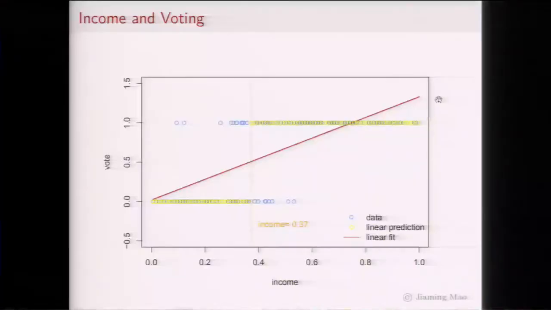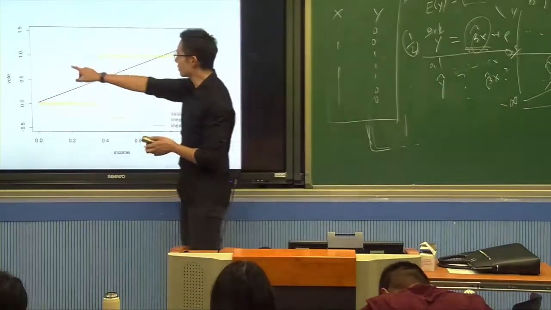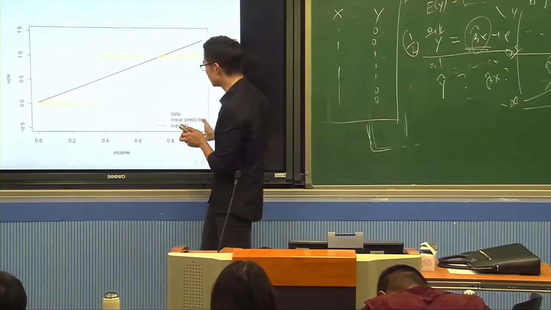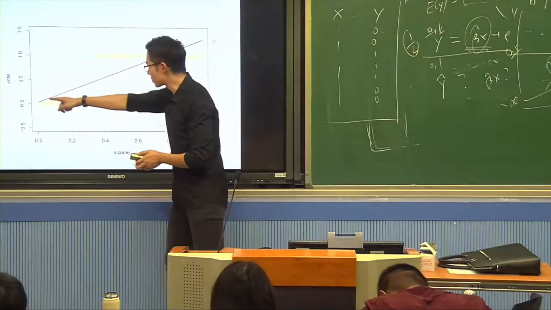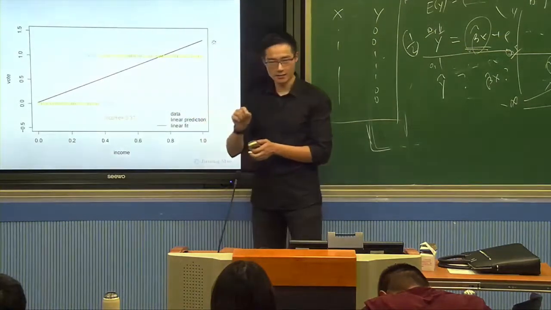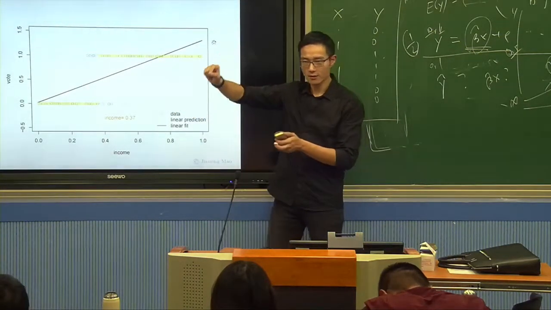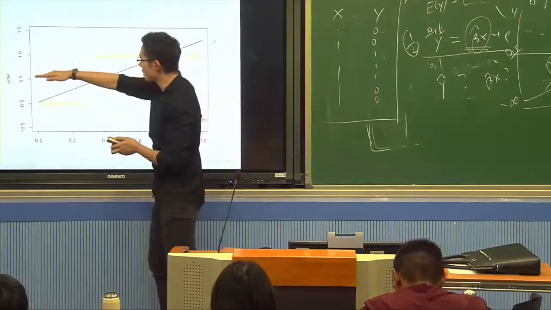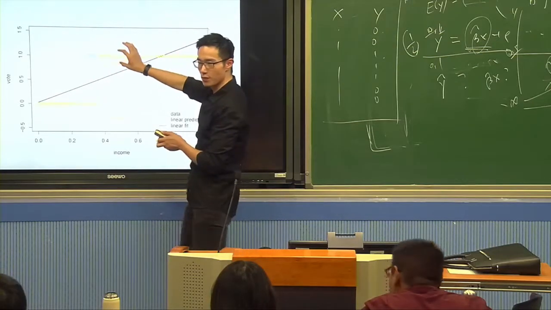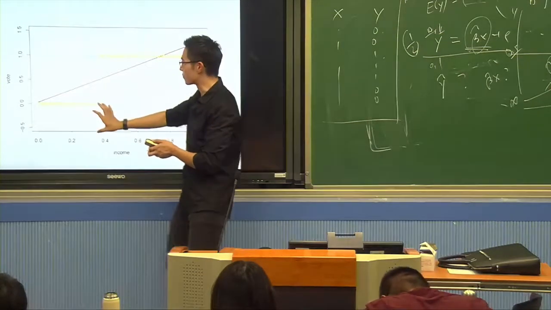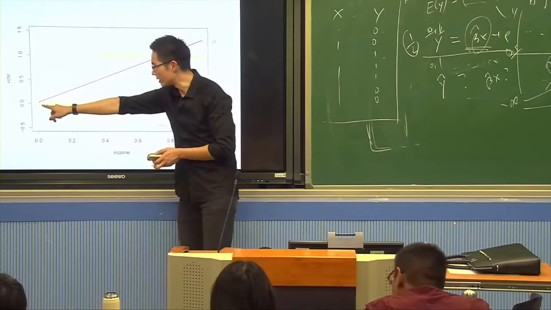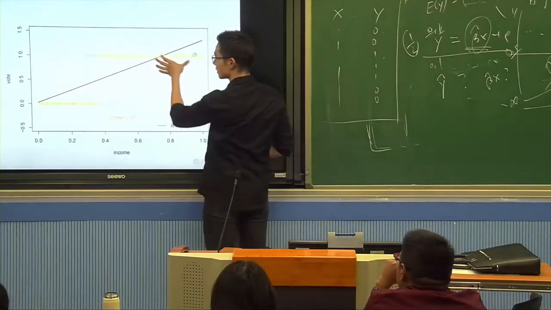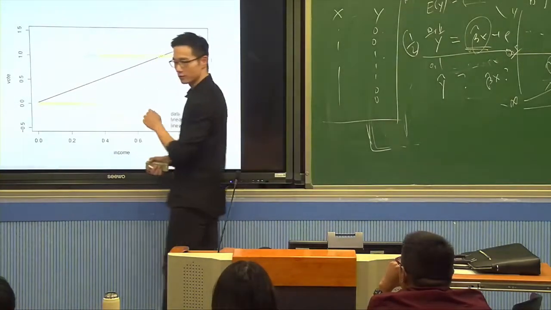If you look at it, we have this kind of graph, right? Here, this is data. The blue one is the true data of whether the person has voted or not. This is income. And this red line is x beta hat, our estimated linear line. So if this estimated x beta hat is larger than 0.5, I'm going to predict this person votes. If it's smaller than 0.5, I'm going to predict this person did not vote. So the yellow dots are my prediction. I predicted these people, the yellow dots, voted. I predict these people do not vote.